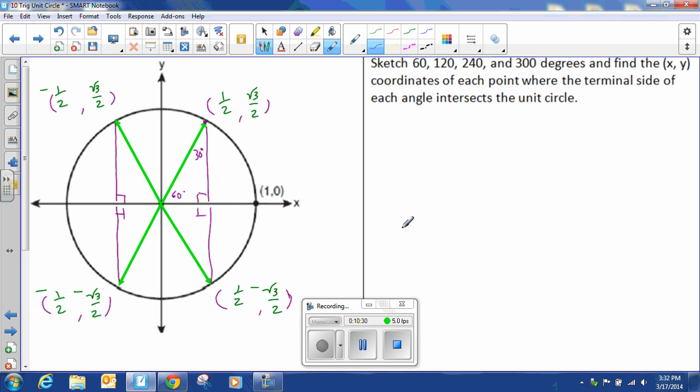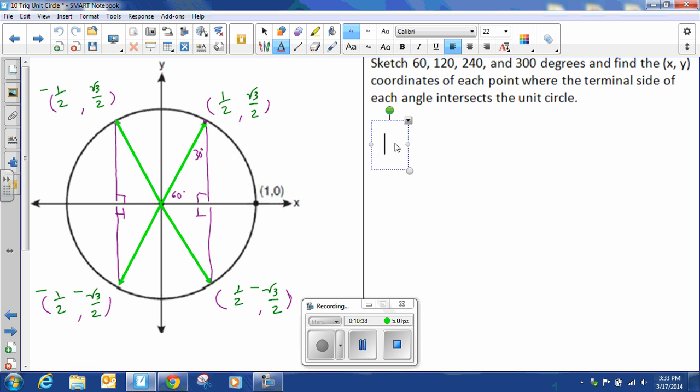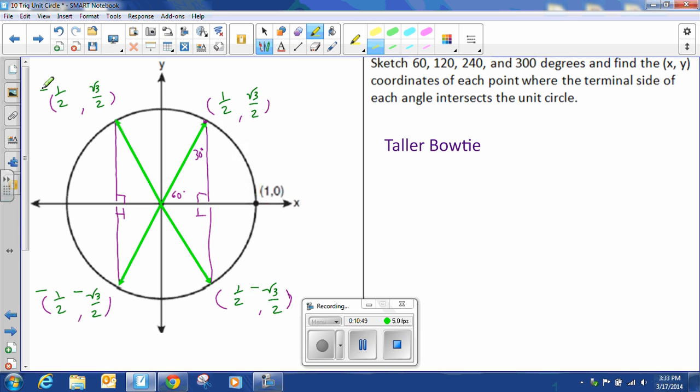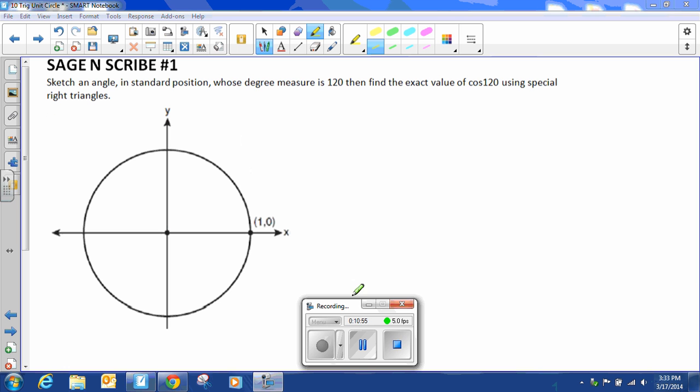So as you can see, here it is. And this bow tie is taller. This is the taller bow tie. And all of these are 1/2 and square root of 3 over 2. Once again, adjusting for all the signs according to the quadrant.